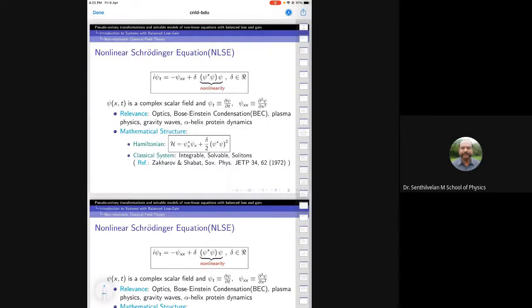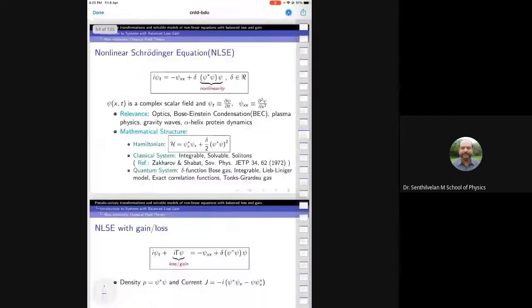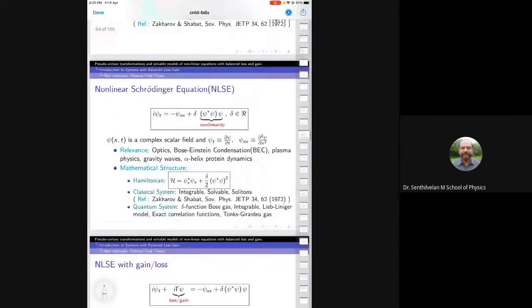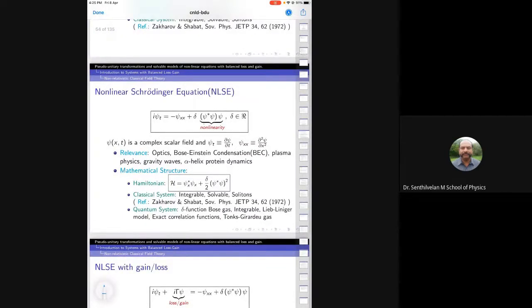Well, not only the classical system but also the quantum system. This nonlinear interaction part, when students learn second quantization, or if some of you are taking a particle physics or field theory course, you know what second quantization is. In second quantization, it represents some delta function kind of thing, and it physically describes the delta function hardcore Bose gas. Then the quantum model is exactly solvable and integrable.